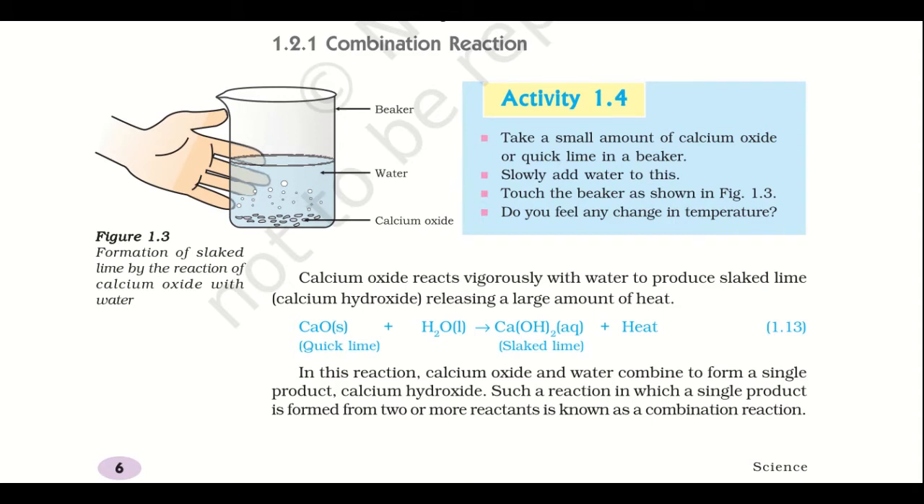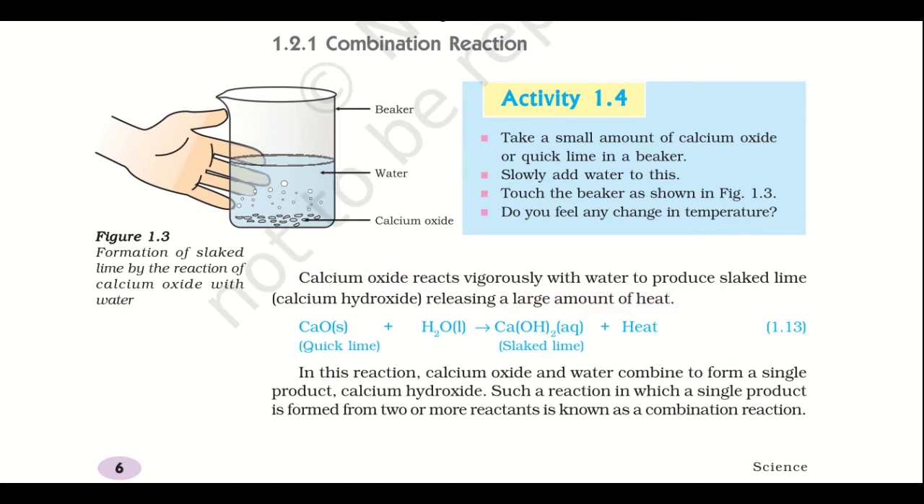Now here you can see that a little amount of calcium oxide is taken into a beaker and water is added to it. As soon as the water reacts with quicklime, it forms slaked lime, and the temperature of the flask increases. The conclusion given over here is that calcium oxide reacts vigorously with water to produce slaked lime, releasing a large amount of heat.